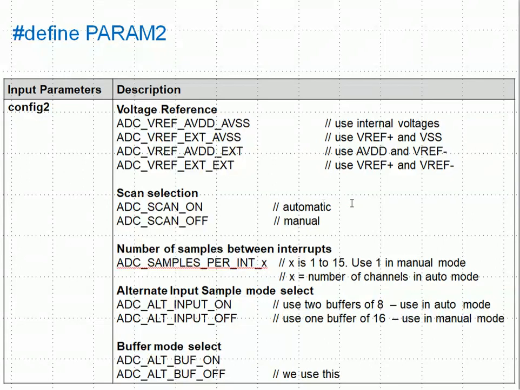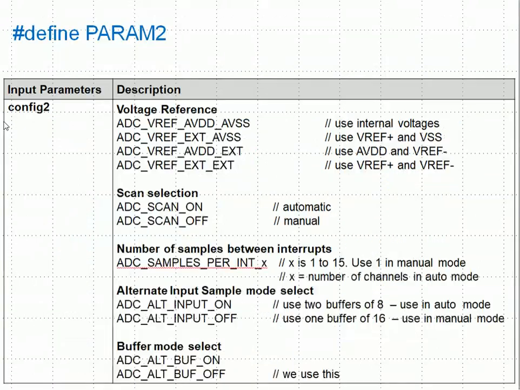Scanning is what the automatic mode does, so if you're in manual, that's off. The number of samples you take will typically be 1 in manual mode, but if you have 4 pins you want to sample in auto mode, X would be 4. If you're in the auto mode, you want to use the 2 buffers of 8. Right? And in manual mode, you can use 1 buffer of length 16 because it doesn't matter, you're so slow collecting data.